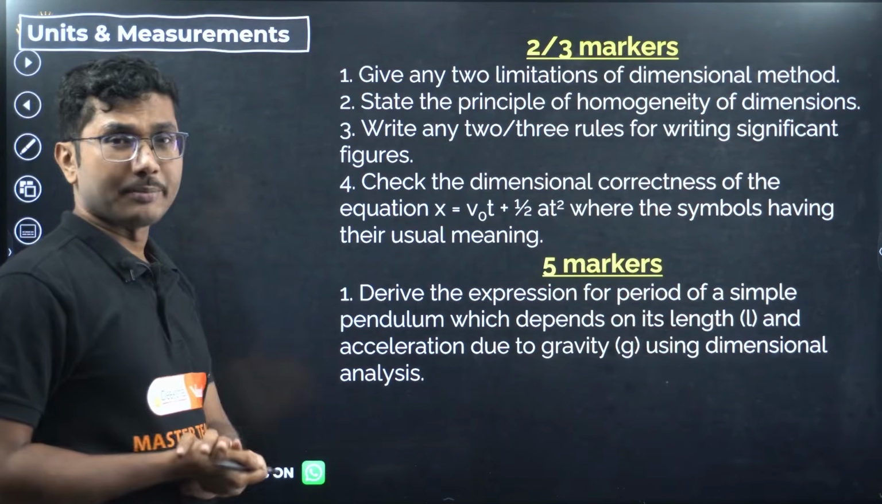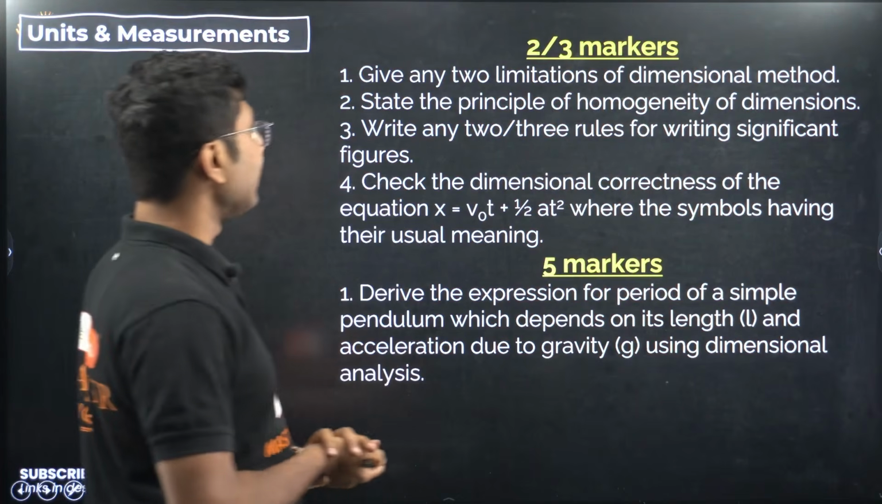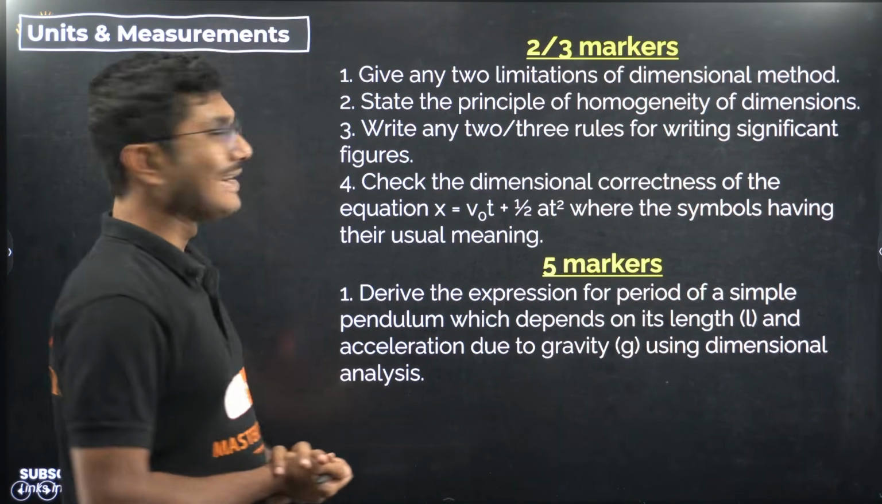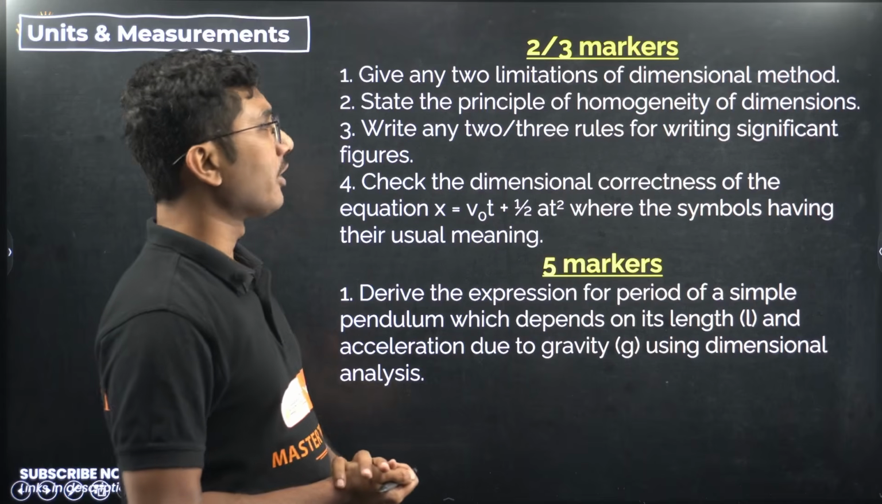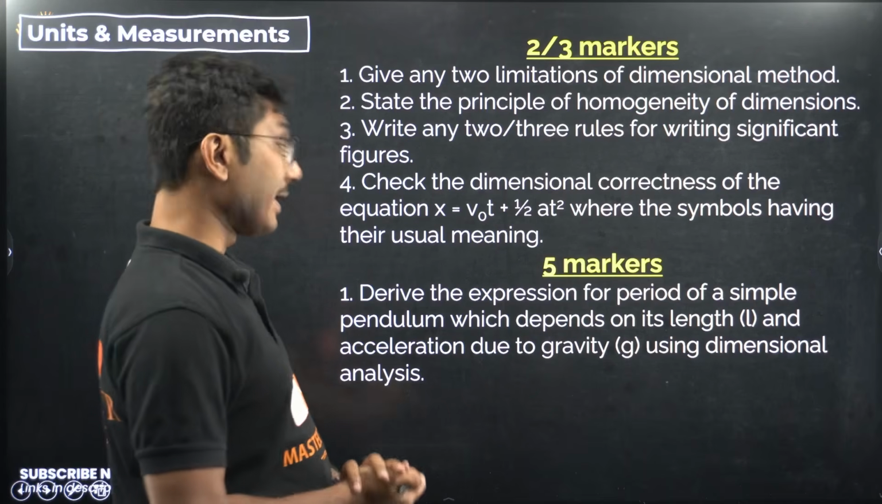First, units and measurement. Give any two limitations of dimensional method. State the principle of homogeneity of dimensions. Write any two or three rules for writing significant figures. Check the dimensional correctness of the equation.